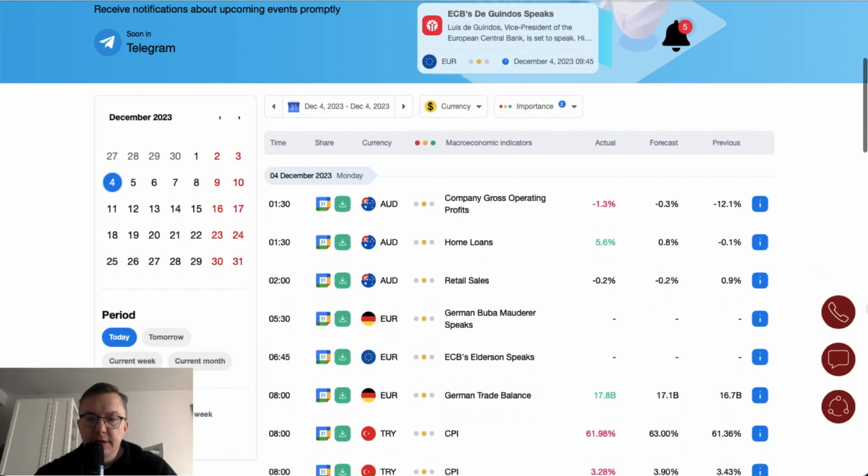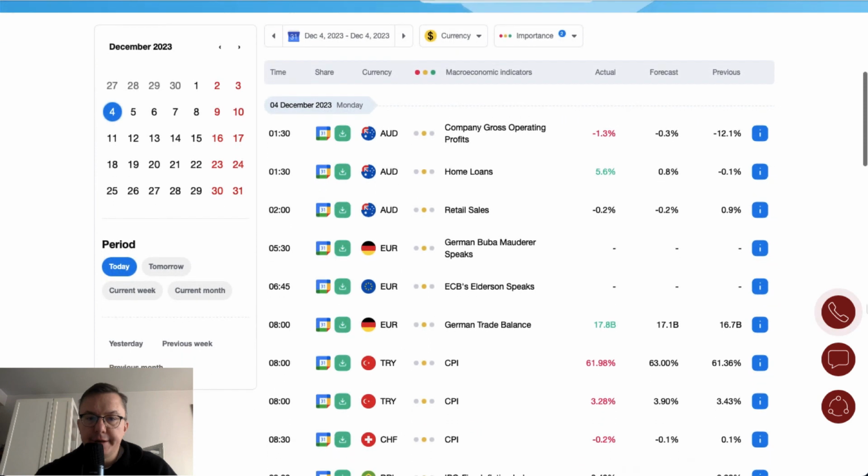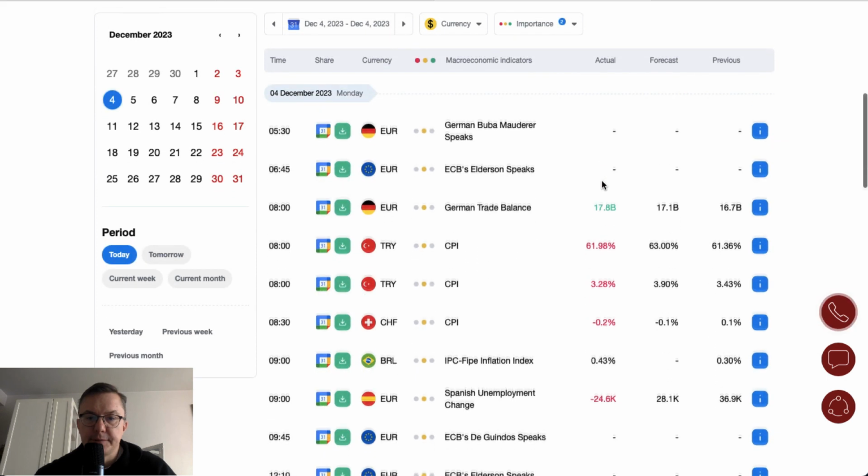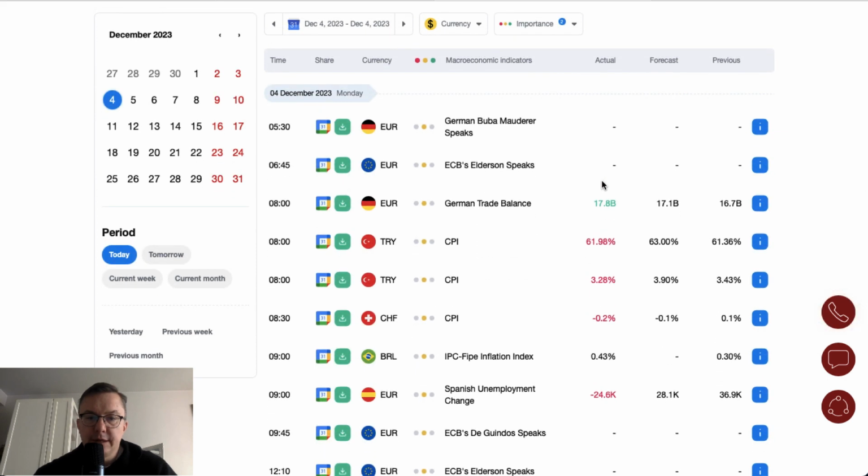Data published overnight were mostly from Australia, and this data were company gross operating profits, home loans, and the retail sales. Most of this data were in line with the expectations. But the home loans increased from minus 0.1% to 5.6%.